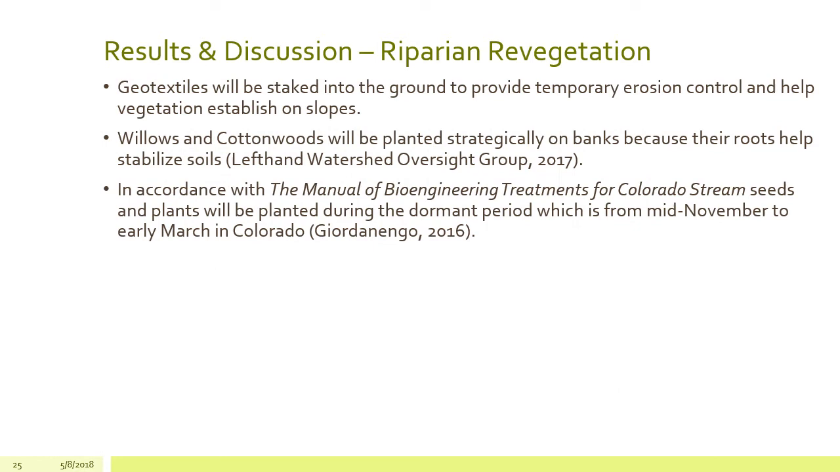Geotextiles will be staked into the ground to provide temporary erosion control and help vegetation establish on slopes. Willows and cottonwoods will be planted strategically on banks because their roots help stabilize soils. In accordance with the Manual of Bioengineering Treatments for Colorado Streams, seeds and plants will be planted during the dormant period, which is from mid-November to early March in Colorado.